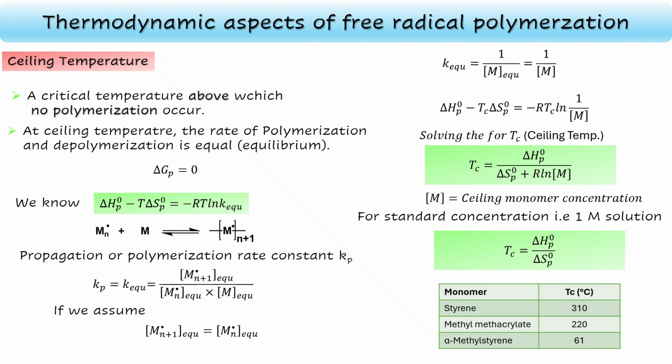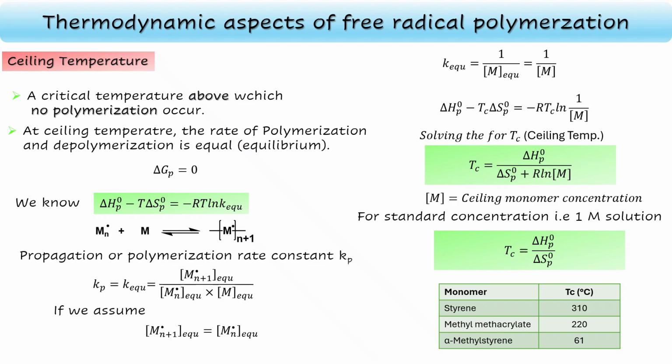Styrene has a ceiling temperature of 310 degrees Celsius, meaning it remains polymerizable at a relatively high temperature. Methyl methacrylate has a ceiling temperature of 220 degrees Celsius. α-Methylstyrene, however, has a much lower ceiling temperature of 61 degrees Celsius, making it prone to depolymerization at moderate temperature.